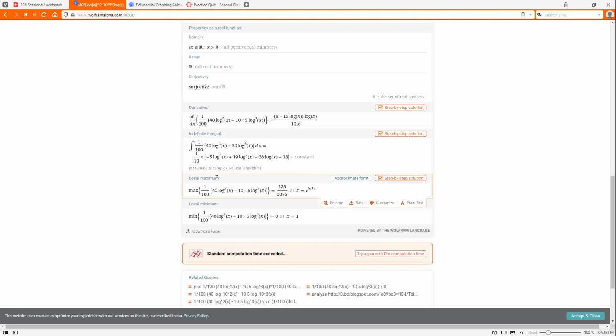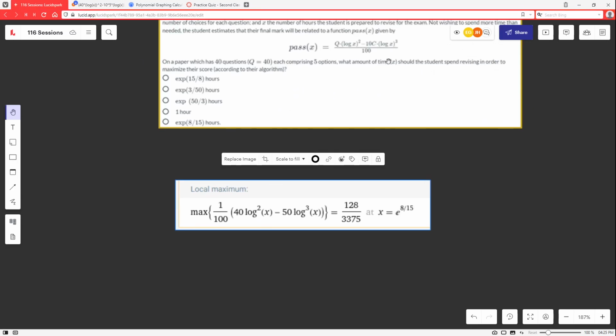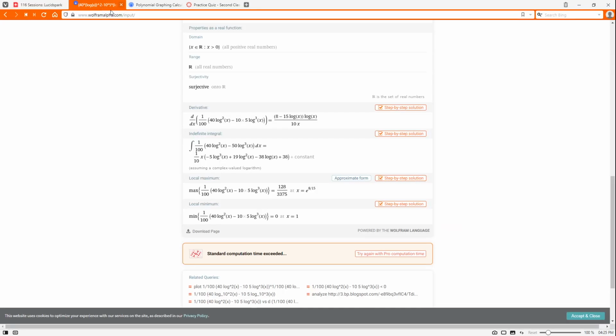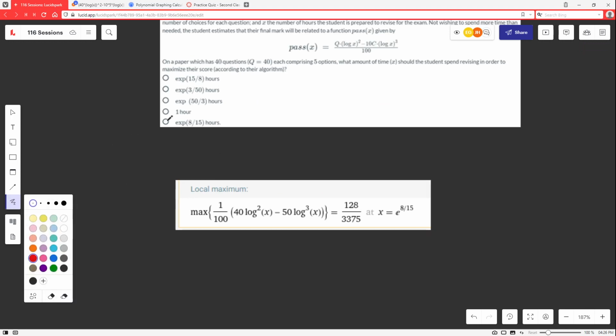Yeah, so you want to look at the local maximum, because we're trying to find, as the question states, we're trying to maximize their score based on the X. So what X gives the maximum score. And if we look here, local maximum is when X equals e to the 8/15. We look through, that's this one, because X is ours. So it's that one.